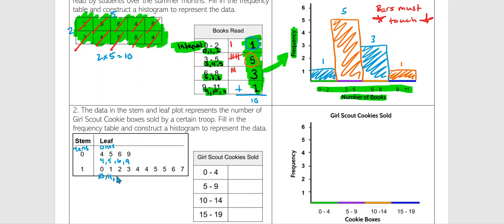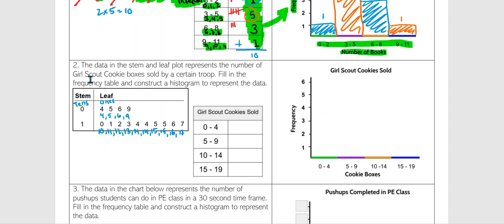The 1 is 11, 12, 13, 14, 14, 15, and 15, and 16, and 17. So that first digit is going to be our tens digit, and then we have our ones digit as well. So once we have that, we're ready to go ahead and fill in our frequency table. So we have our intervals here. This is where we're going to be looking to see which interval the data falls in, and then we're going to go ahead and count those.